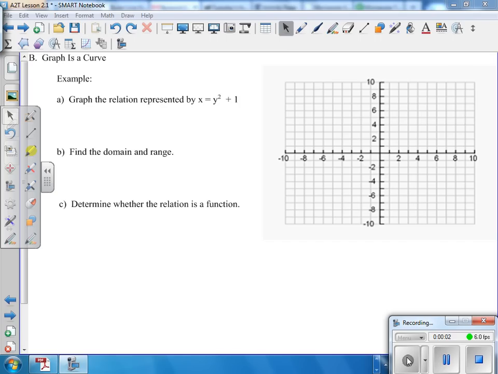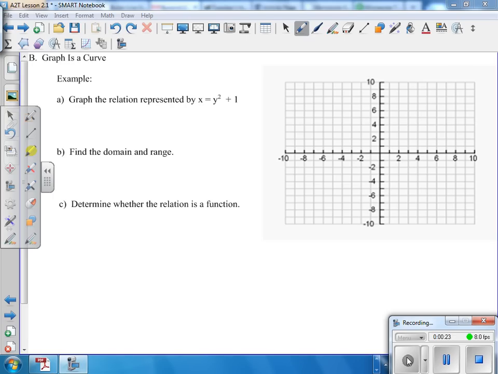Alright, continuing on here in lesson 2.1 to the next example. Now we're going to look at where the graph is a curve. Okay, so here's the example. Graph the relation represented by x equals y squared plus 1. What I want you to notice about how this is given, first of all, the y is squared and we have the x solved for.